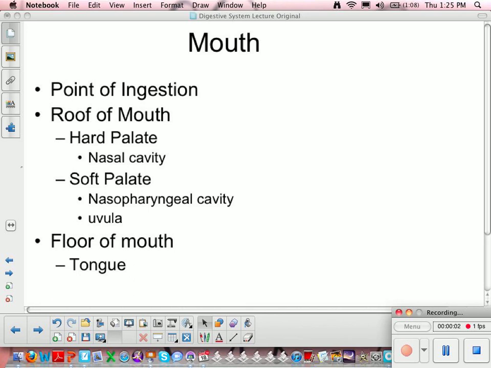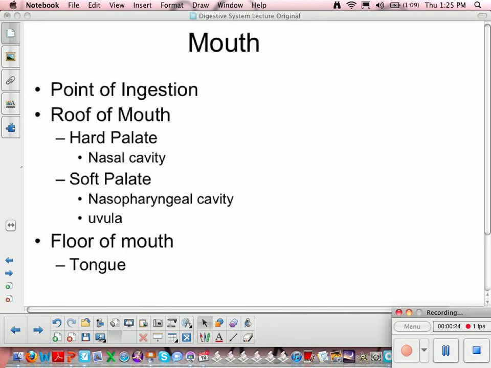Okay, this will be digestive system lecture slides 5 through 10. What we're going to do with these next set of slides is just talk about the anatomy of the alimentary canal. The mouth is obviously the point of ingestion.